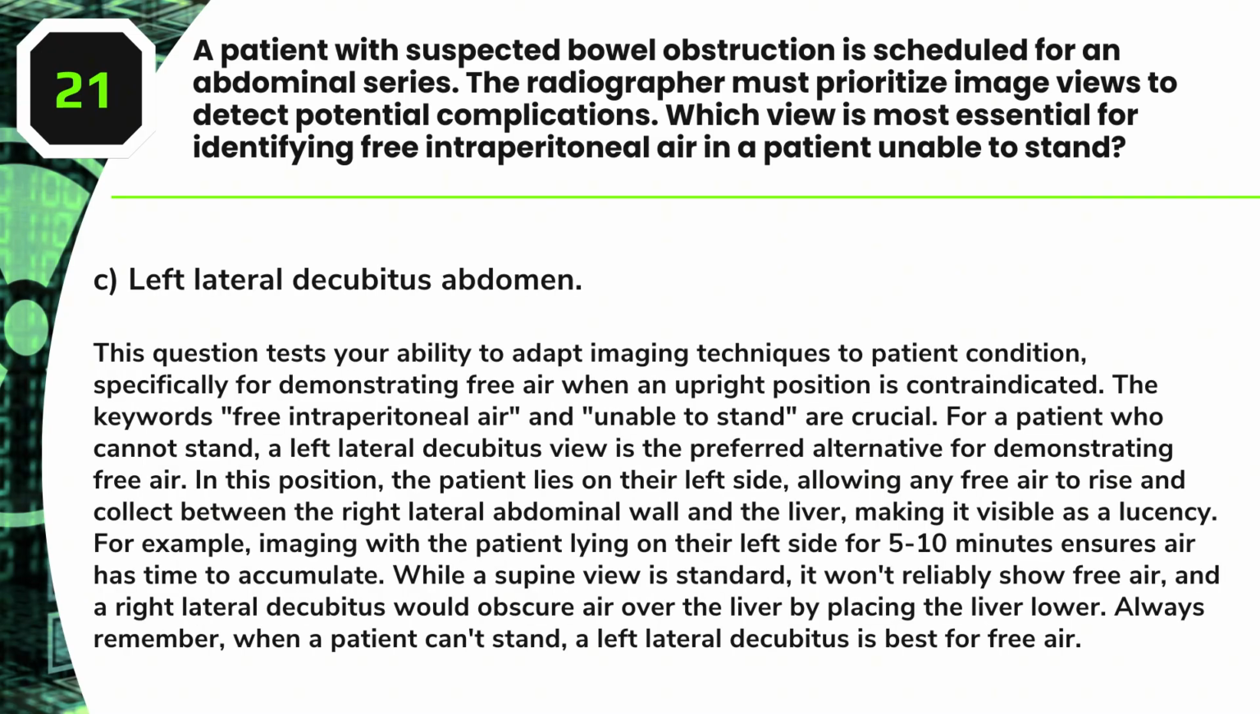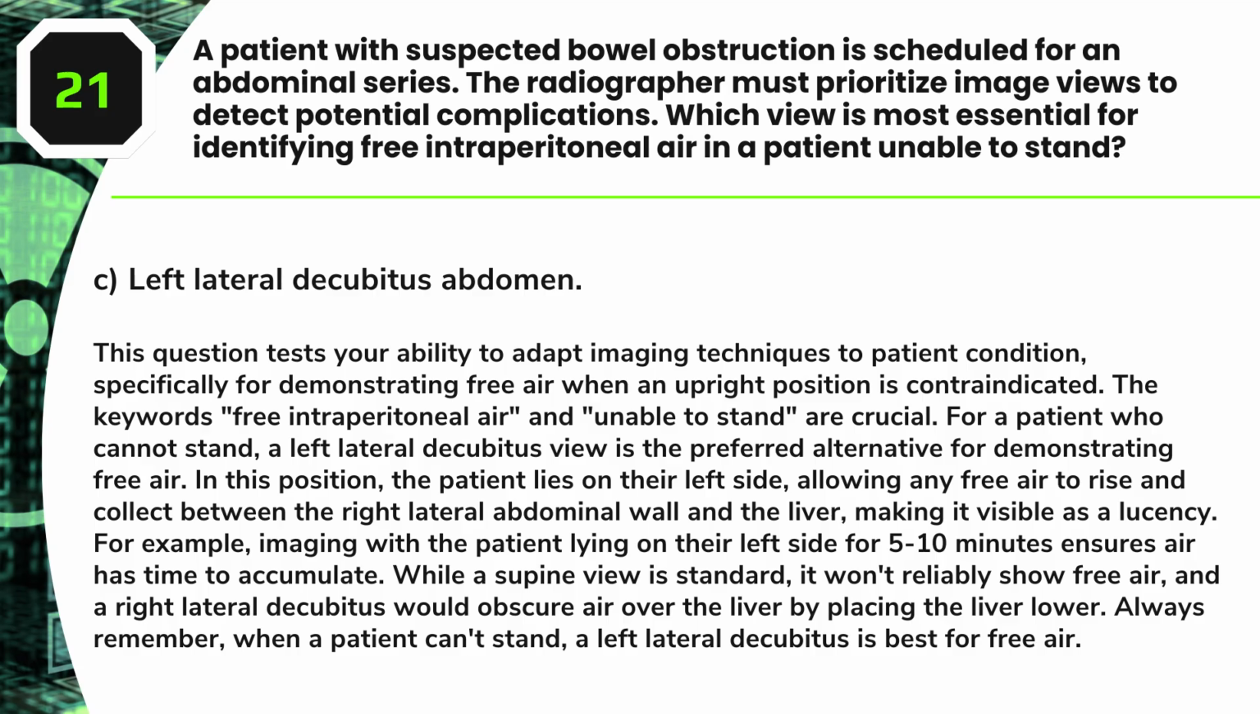Answer, C. Left lateral decubitus abdomen. This question tests your ability to adapt imaging techniques to patient condition, specifically for demonstrating free air when an upright position is contraindicated. The keywords free intraperitoneal air and unable to stand are crucial. For a patient who cannot stand, a left lateral decubitus view is the preferred alternative for demonstrating free air. In this position, the patient lies on their left side, allowing any free air to rise and collect between the right lateral abdominal wall and the liver, making it visible as a lucency.